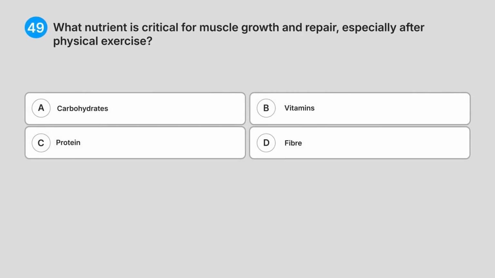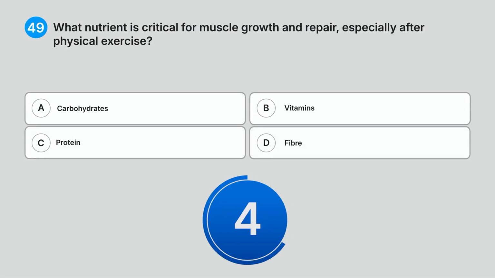49. What nutrient is critical for muscle growth and repair, especially after physical exercise? A. Carbohydrates. B. Vitamins. C. Protein. D. Fibre. Do you know the answer?